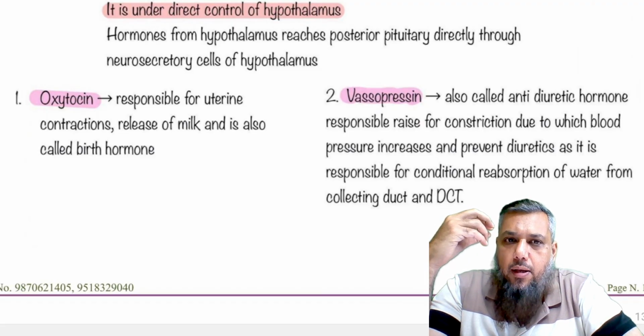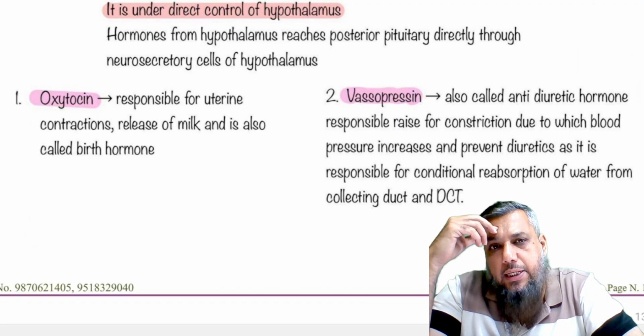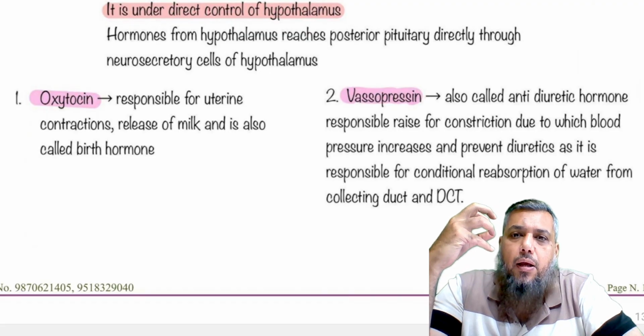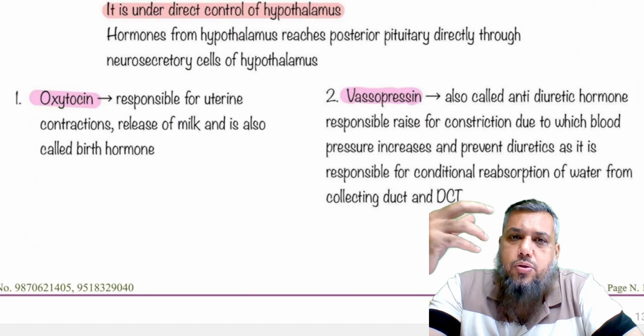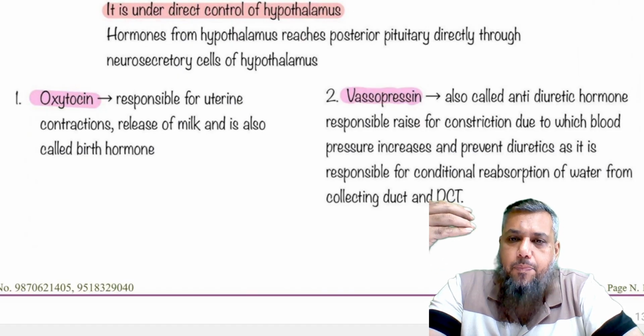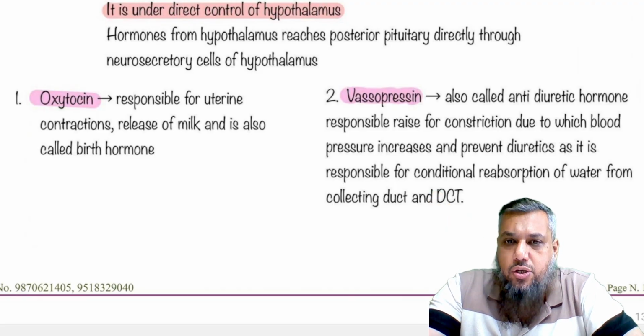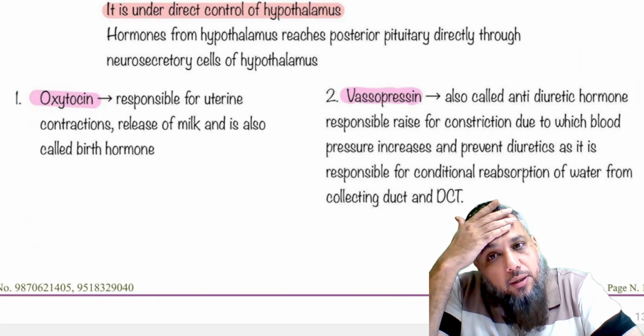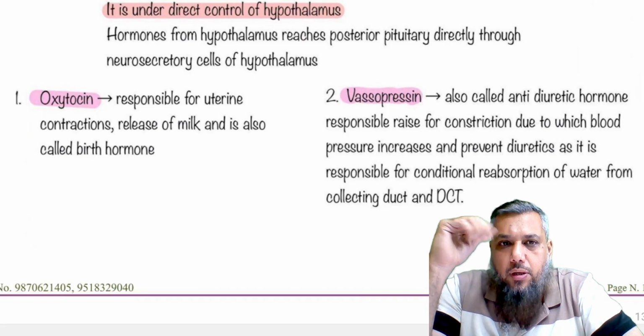Oxytocin is also responsible for milk ejection. It acts on the myoepithelial tissue of the alveoli of the mammary glands and it causes the secretion of milk. Secretion, I meant over here, ejection of the milk from the mammary gland. Okay, because the secretion part is done by prolactin.